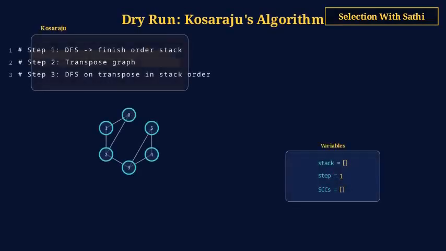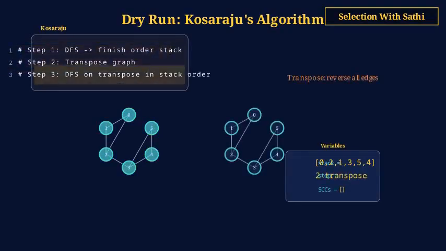Let us trace Kosaraju's algorithm on an 8-node graph. The edges are 0 to 1, 1 to 2, 2 to 0 forming one cycle, 2 to 3, 3 to 4, 4 to 5, 5 to 3 forming another cycle, 6 to 7, 7 to 6 forming a third cycle, and 6 to 5 connecting them. Step 1. DFS on original graph.